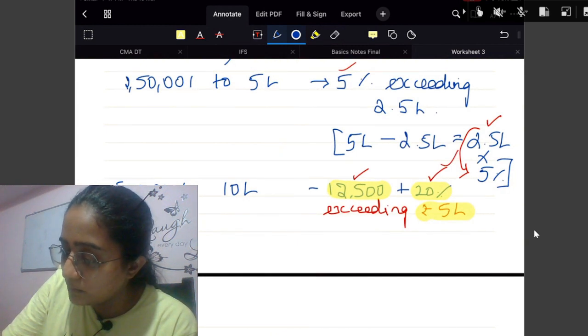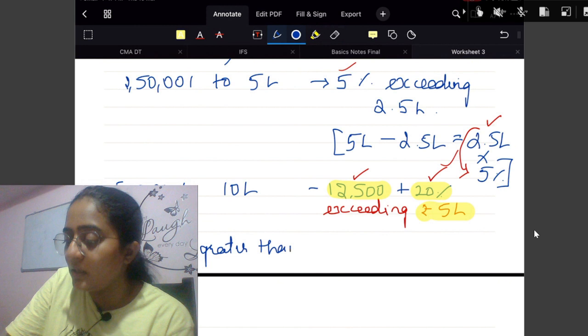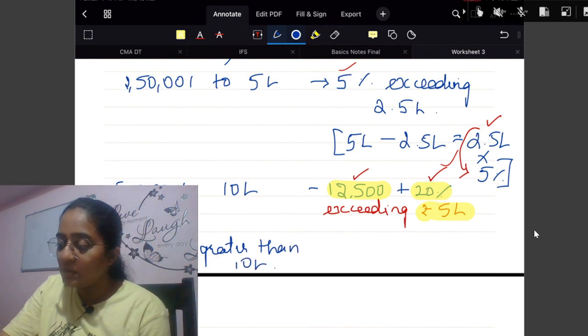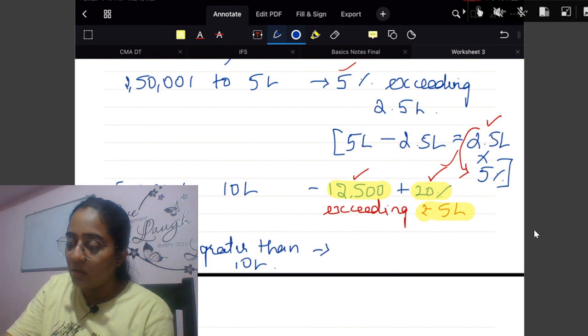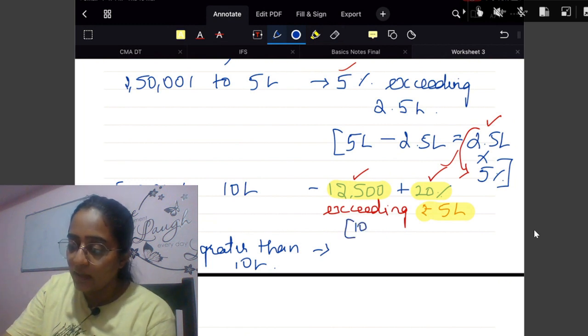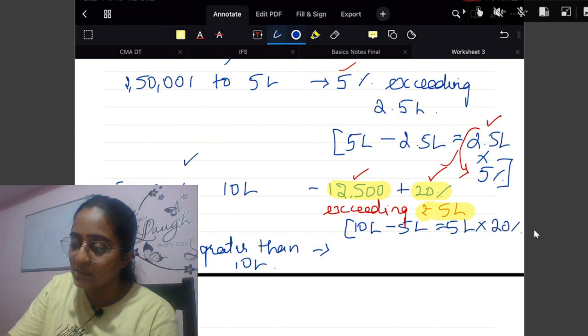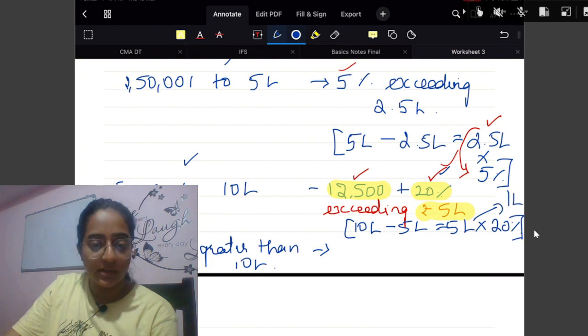That is, income is greater than 10 lakh. If your income is more than 10 lakh, how much is the tax applicable? If you take 10 lakh minus 5 lakh as per this slab, you're going to get 5 lakh. Out of this 5 lakh, if you multiply it by the 20% slab, that is exceeding 5 lakh, you will get the answer of 1 lakh over here.